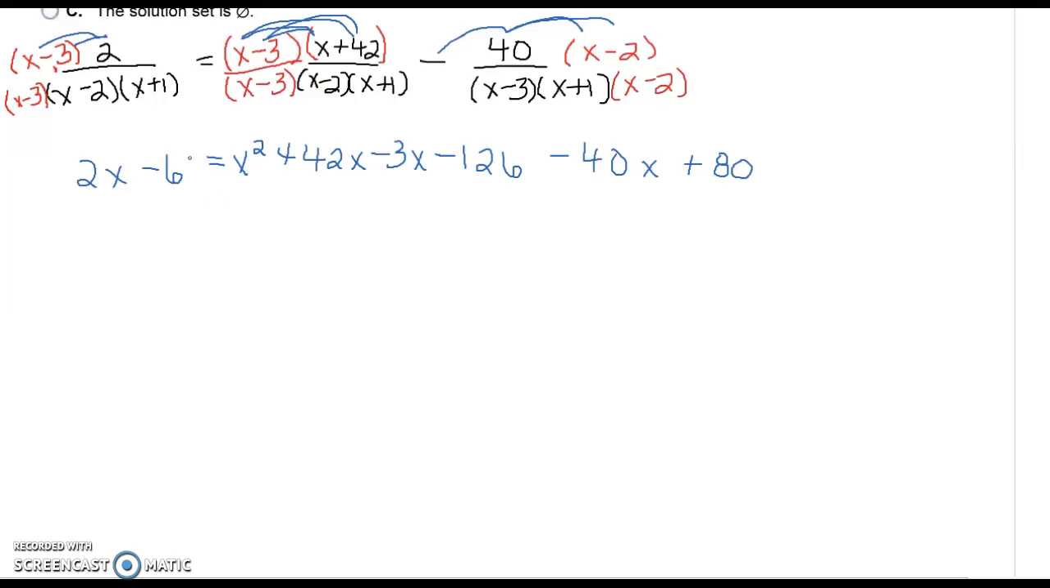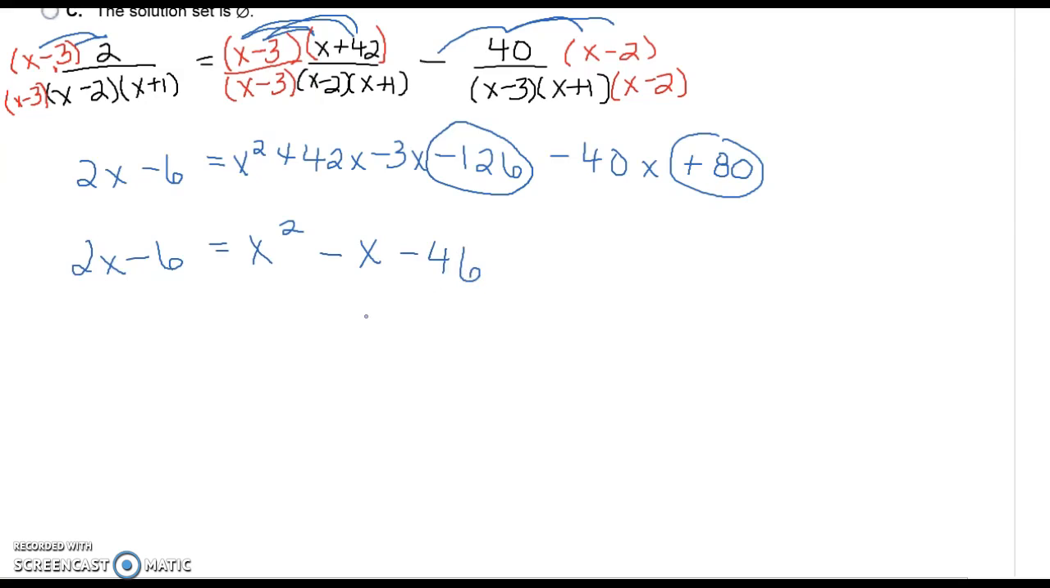Alright, now we have to clean all this up. I'm going to leave that 2x minus 6 alone for a minute. We've got x squared. Got positive 42x minus 3x minus 40x. That should give us a minus x. And then we have a minus 126 here. And a plus 80 there. That should give us a minus 46.